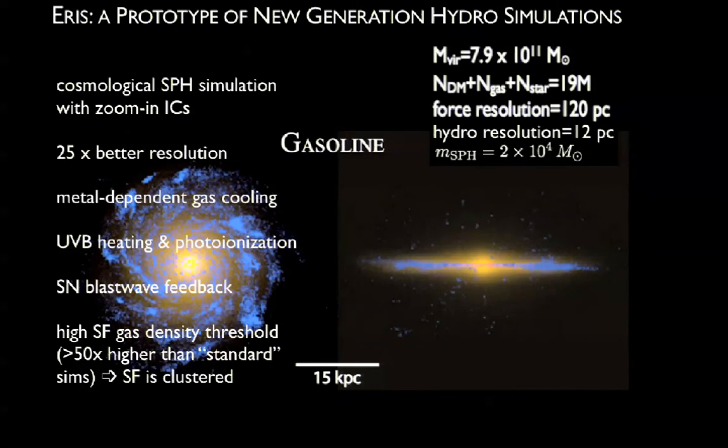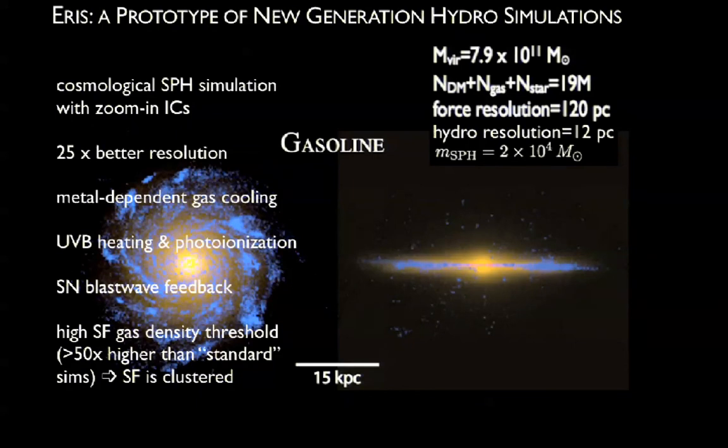A number of recent simulations have done much better. This is a simulation that we ran 2 years ago. I think it's still the highest resolution simulation of Milky Way type galaxies, which produces something that does resemble the Milky Way. And this is a prototype of a new generation of hypersimulation, where new generation means high resolution and the right physics, rather than necessarily a new hyper solver.